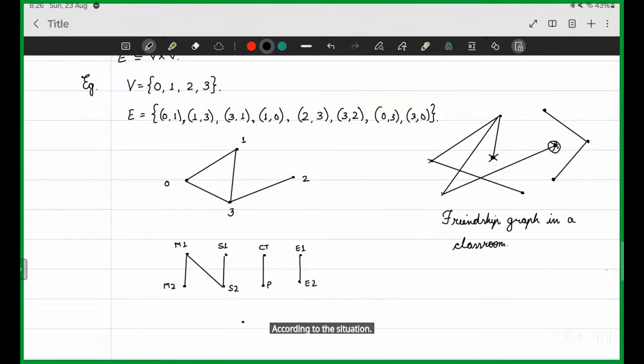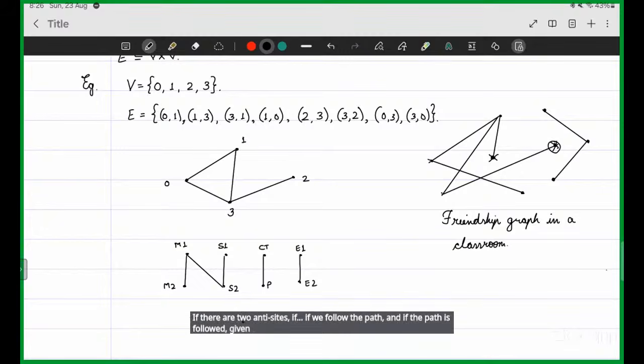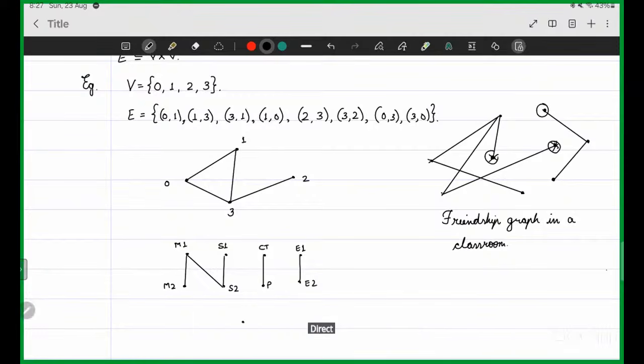So in this case, if we follow the path, and given that the path is followed, then both people are connected to each other. So, for example, this person and this person are not directly connected, right?